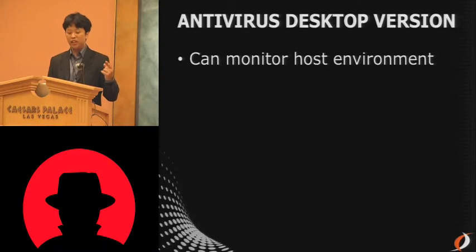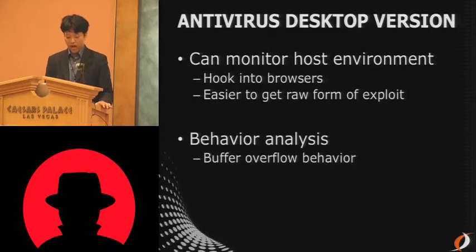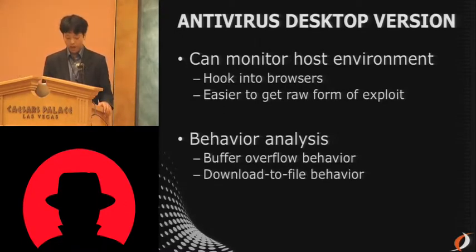The reason is because the desktop version can monitor the host environment. So it can hook into browsers. It's easier to get the raw form of exploit, because if your browser decrypts the raw form out, and I'm monitoring everything that your browser is doing, if I'm hooking into the JavaScript engine, then I can get the raw form. And then I can also do behavior analysis, because, for example, I can do buffer overflow analysis. If you have segments of executable code in data segments, for example, that's very obvious that it's a buffer overflow. And we can also monitor for download to file behavior.